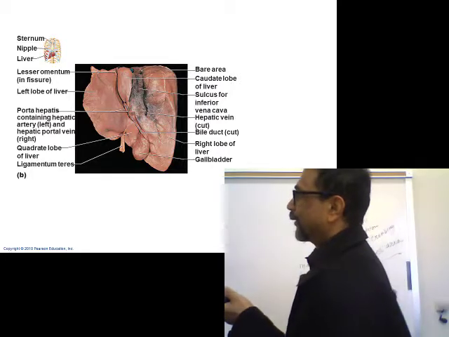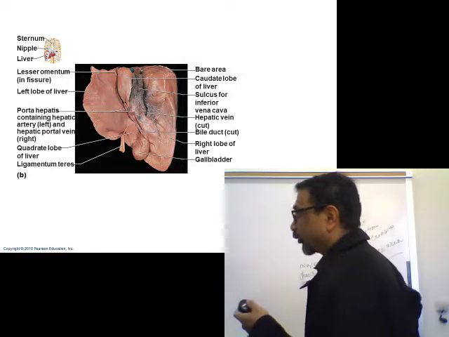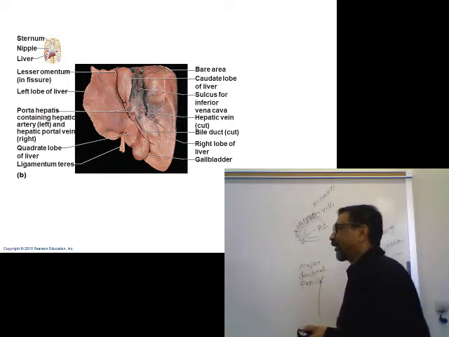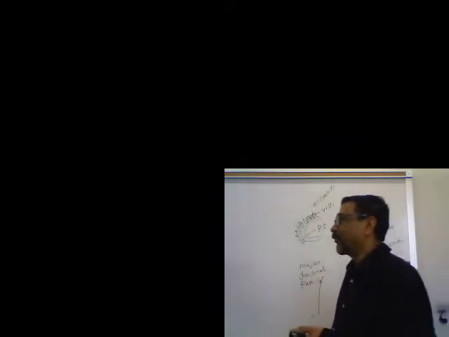Another thing you need to know: the area through which the blood vessels and the ducts, you remember the right and left hepatic ducts, come out from the liver. The area where the ducts and blood vessels pass is called the porta hepatis. It is like the hilum of the lung, porta hepatis. The pathway of bile I have already mentioned, right?